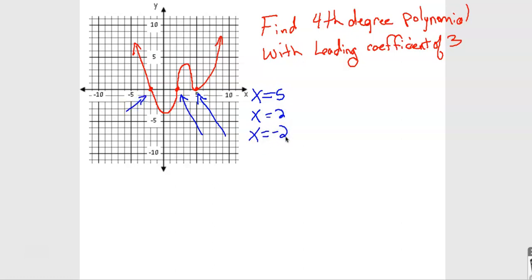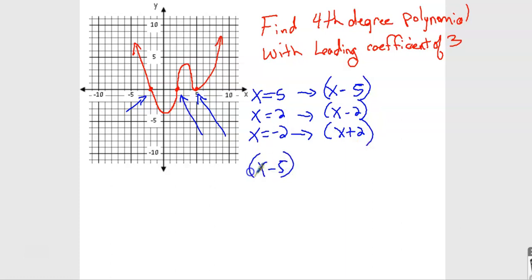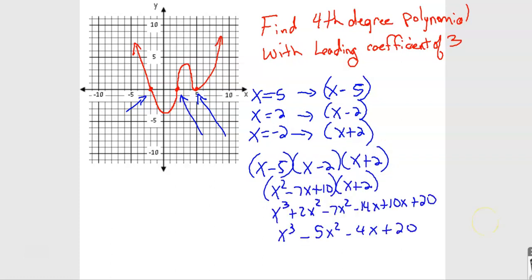Well, remember the fact that we just covered. If I know those are zeros, that means each is a factor. x minus 5 is a factor, x minus 2 is a factor, and x plus 2 is a factor. So literally what I'm going to do is multiply those out, just FOIL them. I FOILed the first two and got this step, and then after that I just used the distributive property and simplified and got this.